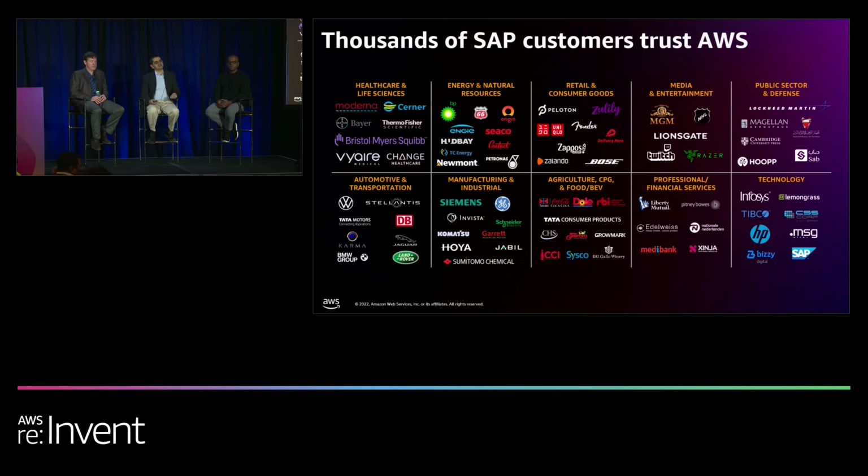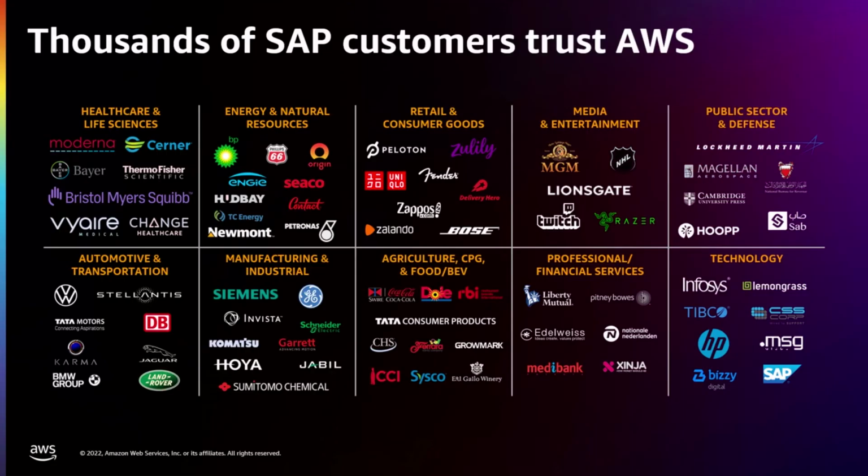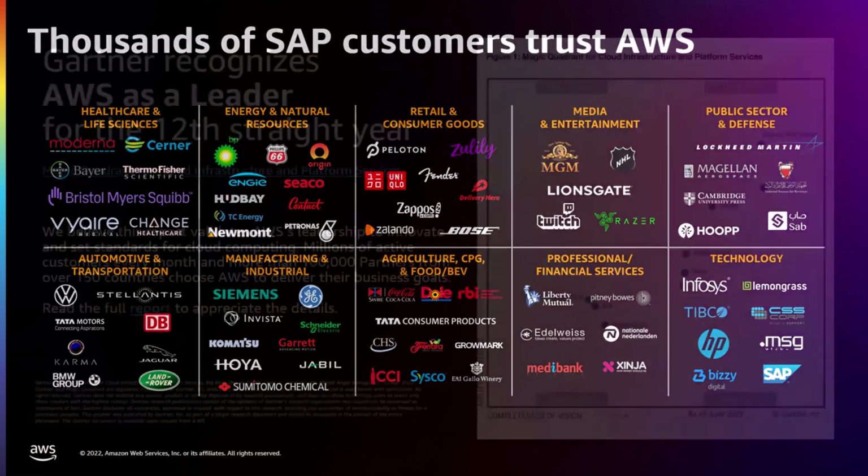SAP themselves are one of our largest customers across the world, and they are launching a lot of their services, including BTP, Business Technology Platform, running on AWS and other hyperscalers as well. But we give the most breadth and depth of services when it comes to BTP, if you were to compare.